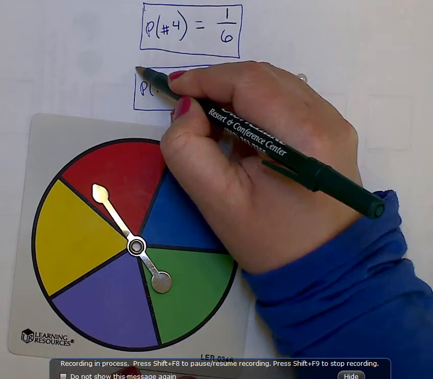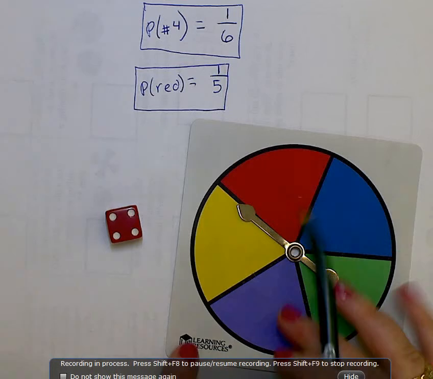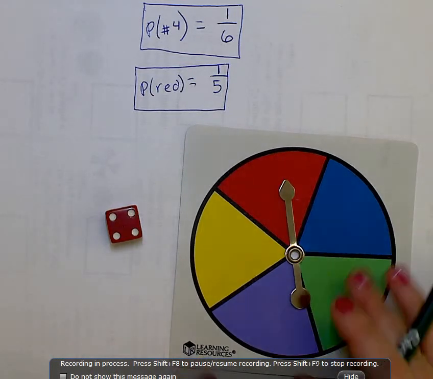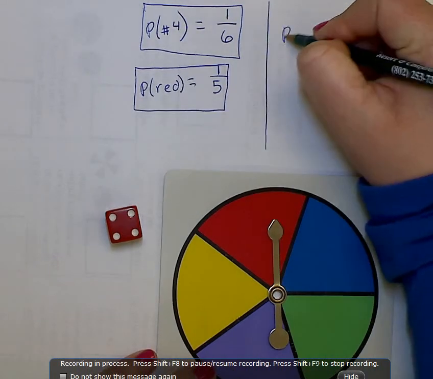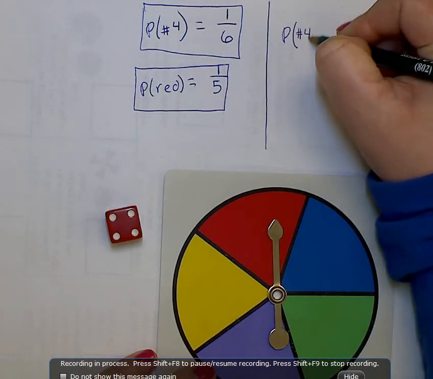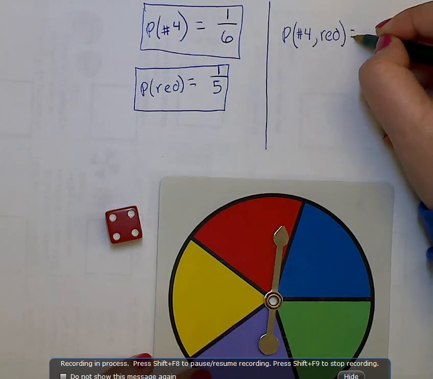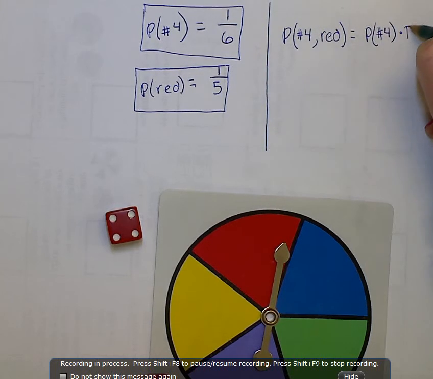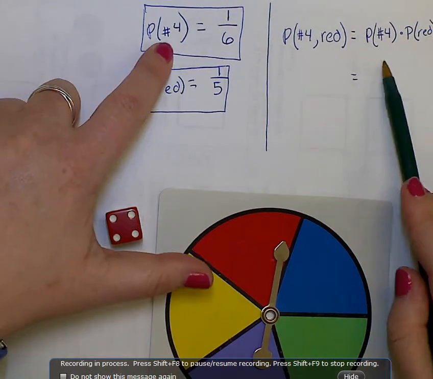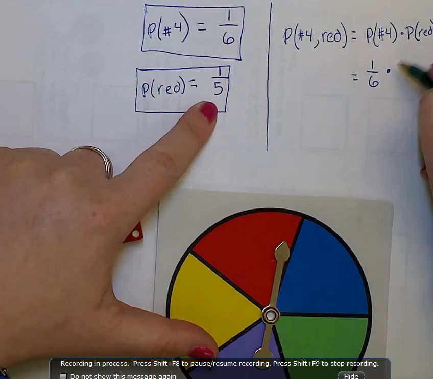If I wanted to know the theoretical probability of landing on a 4 and the red spinner, that's called compound probability. To figure out the probability of landing on a 4 and landing on the red space on my spinner, you take the probability of getting the number 4 times the probability of getting the red. So in our case, the probability of getting the number 4 was 1/6 times the probability of getting the red, which is 1/5.